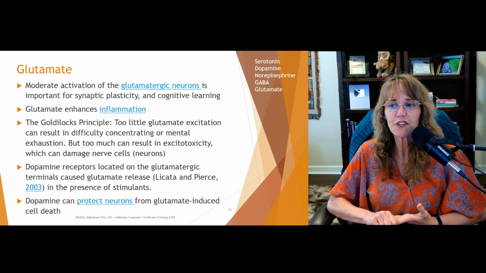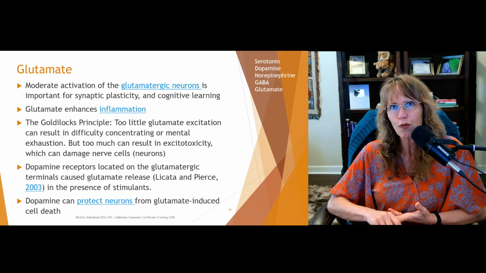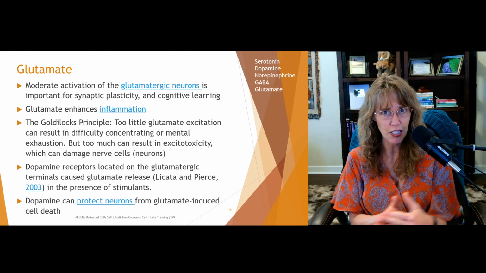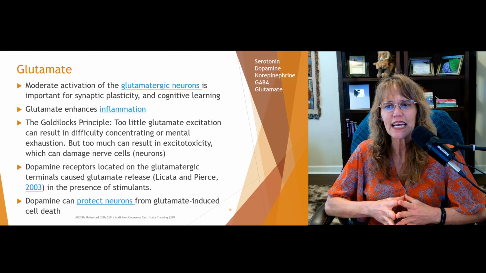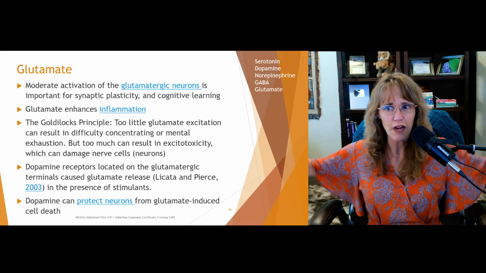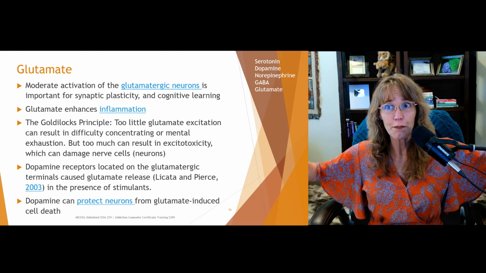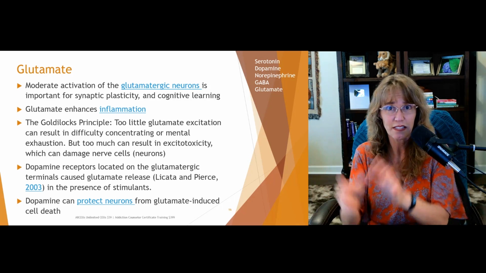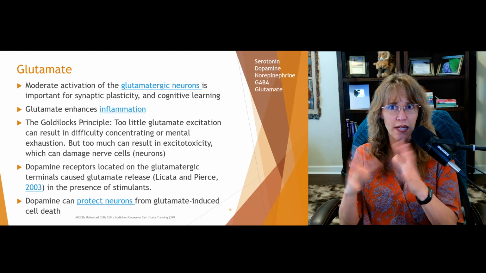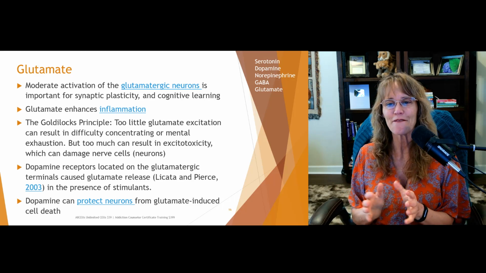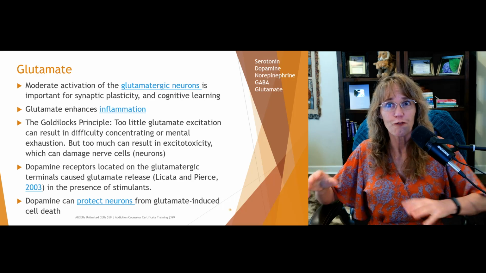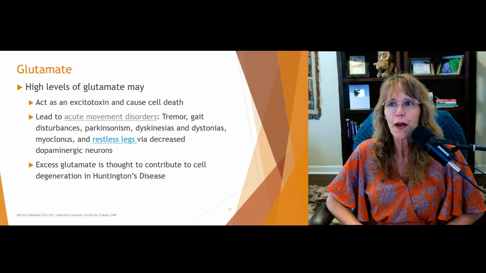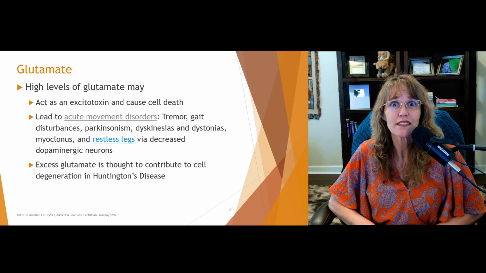Dopamine can protect neurons from glutamate-induced cell death, which is kind of fascinating because dopamine, again, is our motivation chemical. It says, let's focus, let's do this. But it's actually there to buffer those neurons while the glutamate's there from any damage. It says, okay, as long as I'm here, we can have this glutamate. I don't know how I want to anthropomorphize him, but I will help protect you from the power of this glutamate. High levels of glutamate may act as an excitotoxin and cause cell death.